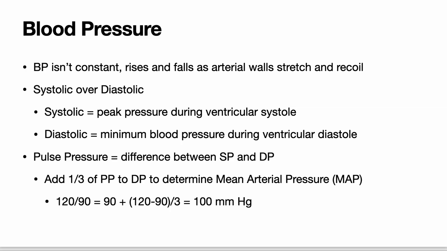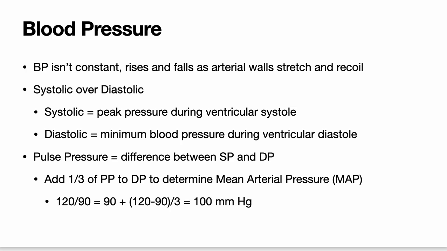Okay, so this is also connected to blood pressure. The more resistance you have, the higher your blood pressure might be, for example. But blood pressure isn't constant, right? It's going to rise and fall as arterial walls stretch and recoil. So we measure blood pressure as systolic pressure over diastolic pressure. So what do we mean by that?